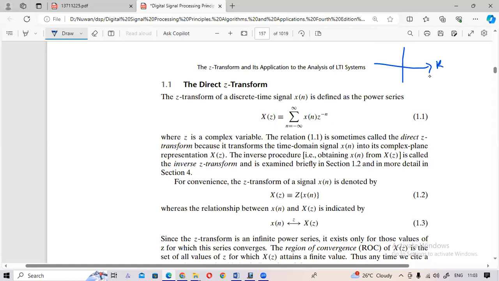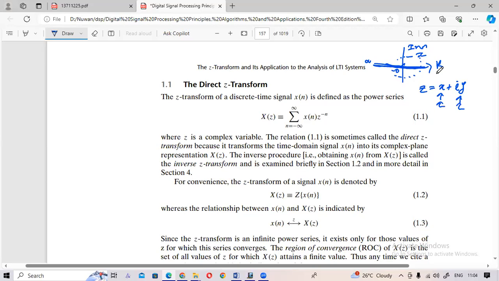So this is the real axis and this is the imaginary axis. Z can be any complex variable in this plane, including real values, and also 0 and infinity are included for Z. So Z is a complex variable, just like x plus iy. This is the real part and this is the imaginary part, but these are not constant, these are variable.